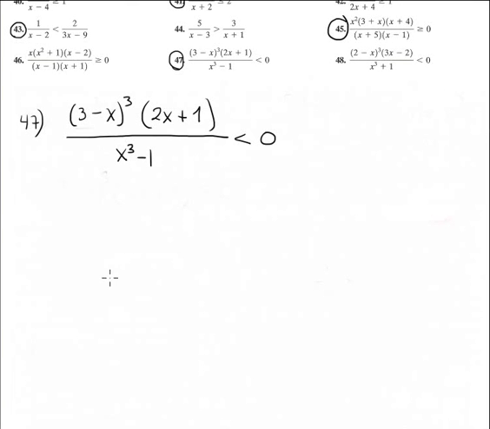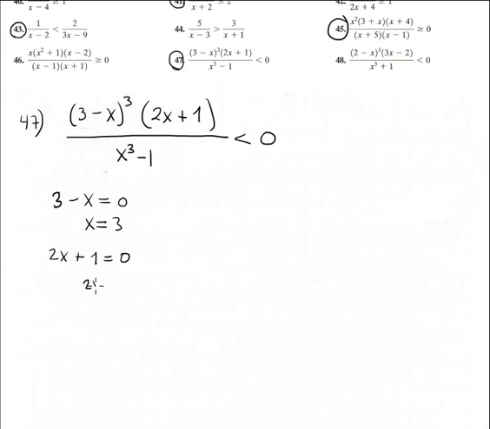Okay, this is a rational inequality. Let's compute the critical values. The critical value is obviously where the numerator is 0, so 3 minus x equals 0. It's obvious that x is equal to 3, and 2x plus 1 equals 0. x is equal to negative 1 half.